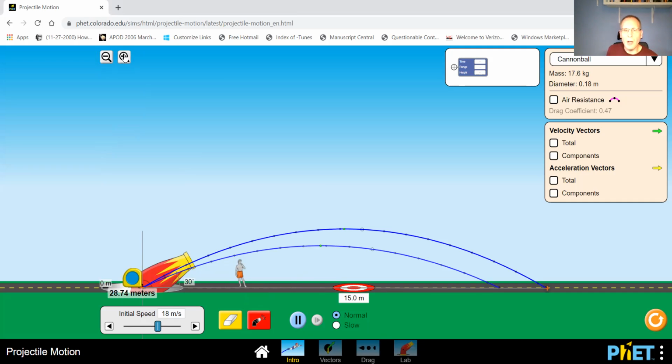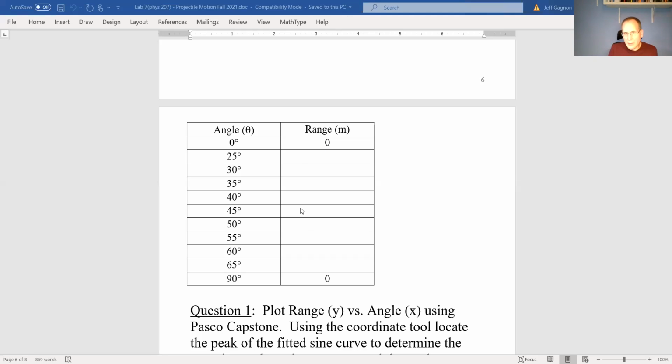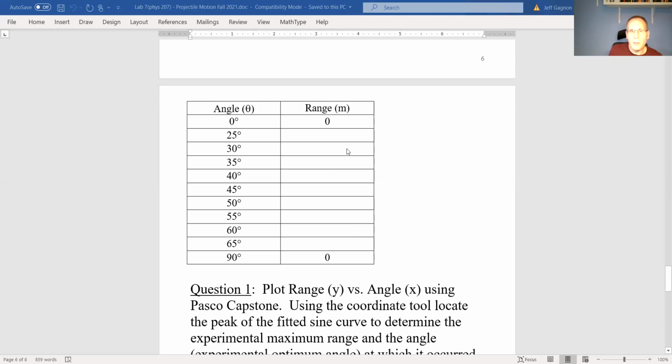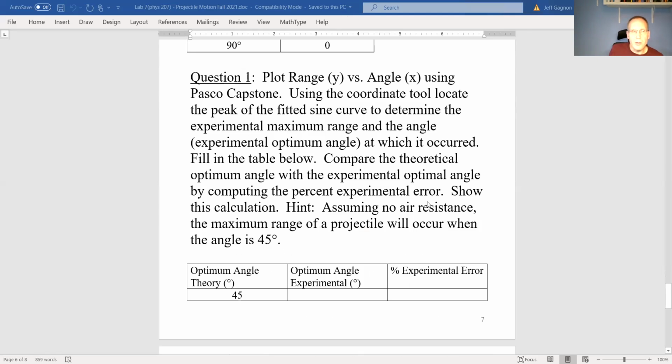Okay, so that should give you all the values that you need. So you have all these values now. So now you can do your plot, right? Range on the Y versus angle on the X. Finding the peak of the graph using the coordinate tool, you'll find the optimal angle experimental from the graph. The theory is already 45 degrees. We already know that. So compare those two by computing the error.